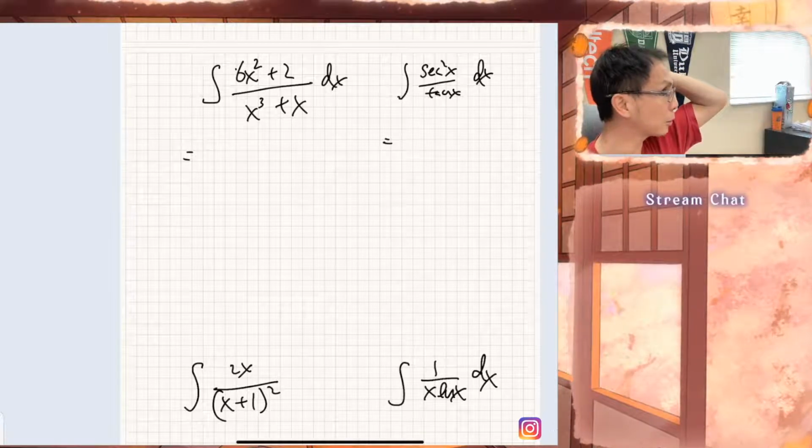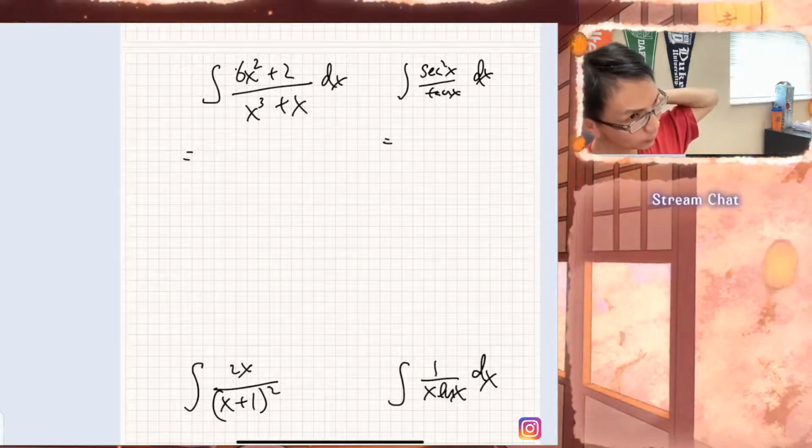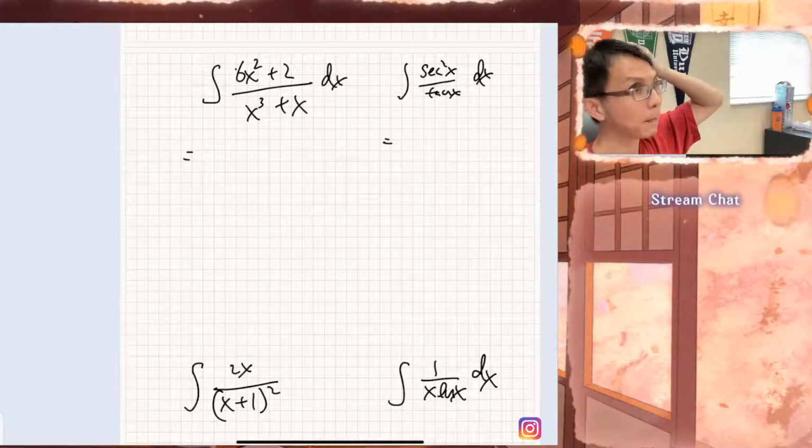The third one and the fourth one are a little bit more challenging. If you don't wait for me, you can. Is that a secant squared over tangent? Yep, to the first?